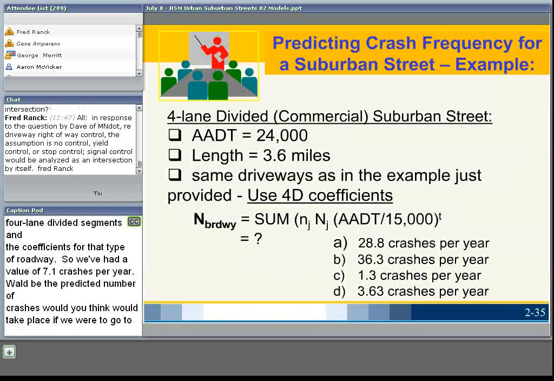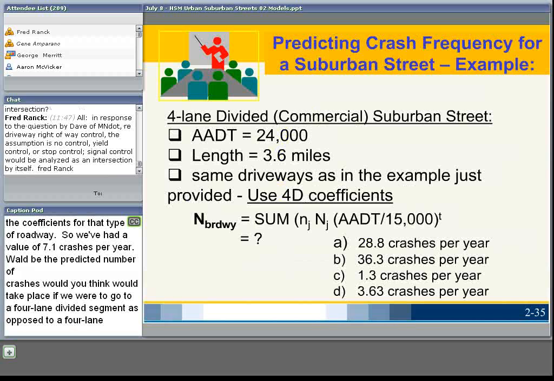And crunching through all those numbers, we come up with a predicted number of driveway-related crashes of 7.1 crashes per year. This is for an undivided roadway segment.